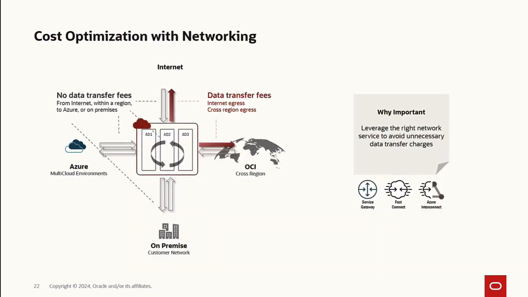And then finally, you can look at cost optimization with networking. We do not, as no one does in the industry and the cloud, care how much data you move in. We're a little jealous about you moving data out. If you use our direct connect, you don't pay for anything in those circumstances for on-premise or back and forth to Azure, but you can be hit with data fees for the 11th terabyte and more for internet egress and cross-region egress in those circumstances. And so you want to leverage the right network service to avoid unnecessary data transfer charges.